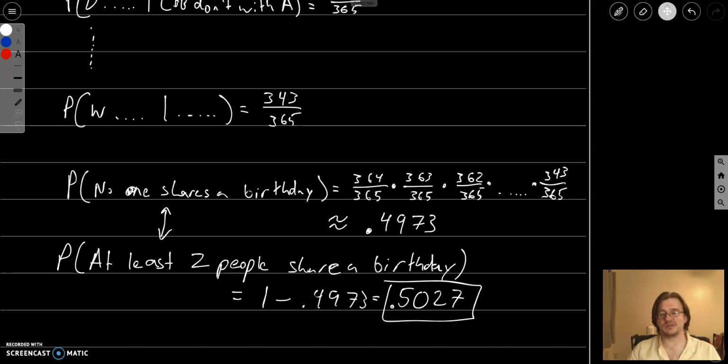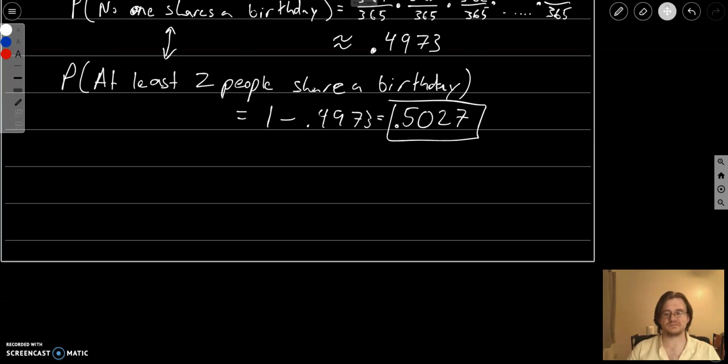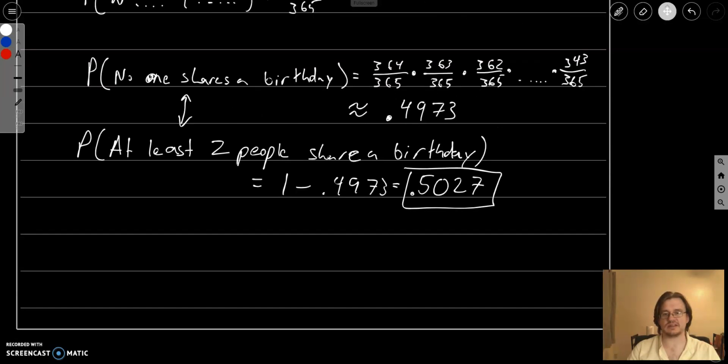So you only need 23 people in a room before it's more likely than not that at least 2 people will share a birthday. Which is, I think, just a fun little exercise.